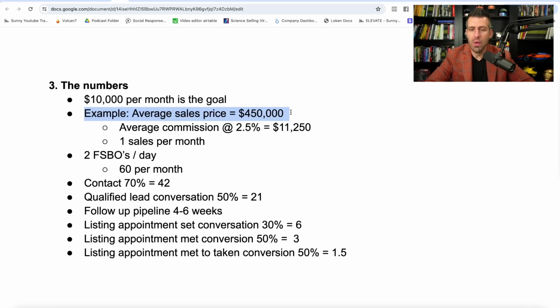All right. So if that is the case, and let's just say the average commission is 2.5% on your side of the commission, that's about $11,000. So we just need one sale per month to make this work. We just need one sale a month to make this thing work.